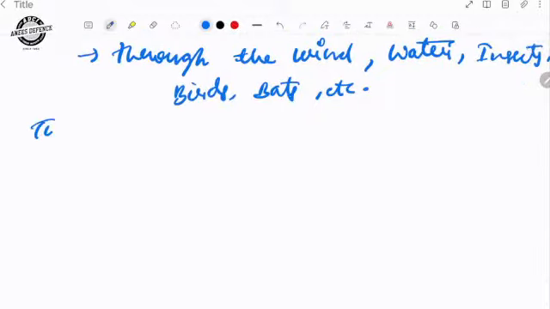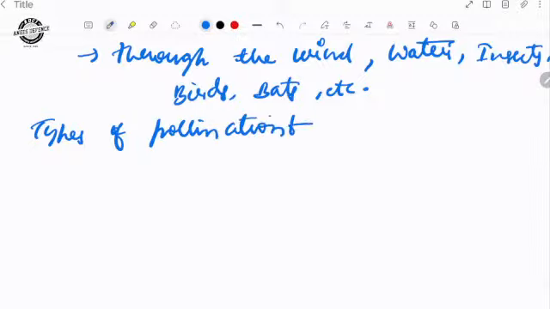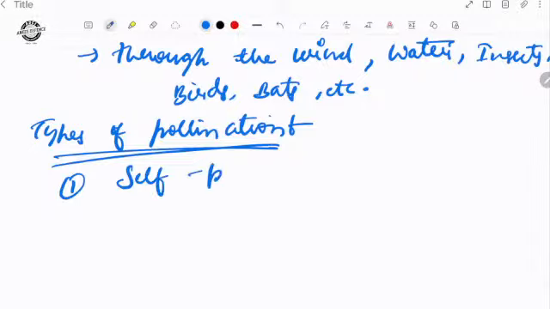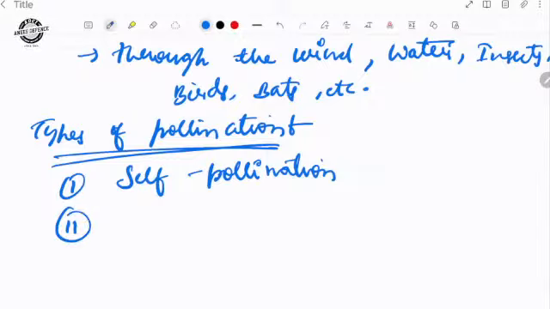See, types of pollination is also there to understand the pollination process. First is self pollination. What does it mean, self pollination? And second is cross pollination.